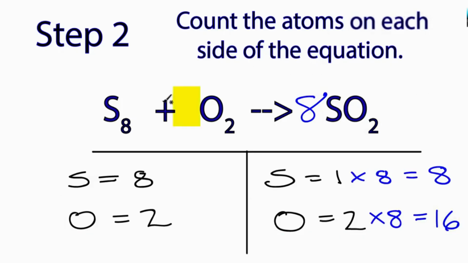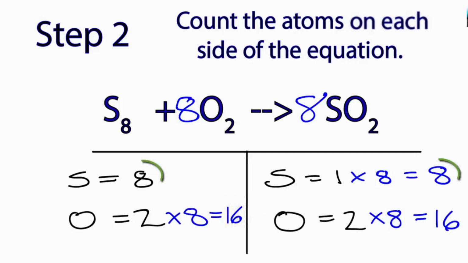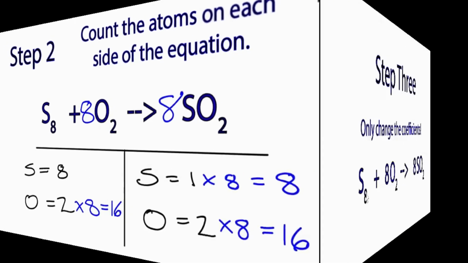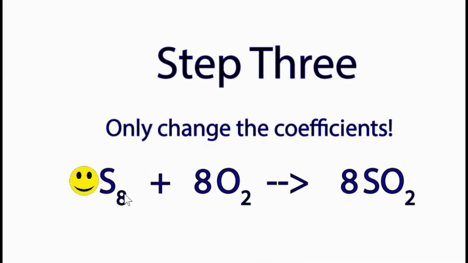I can change the coefficient here, though, to 8, because 8 times 2 equals 16. So now I have 8 sulfurs on each side, and I have 16 oxygens on each side of the equation. This equation is balanced. Step 3, so you don't forget, only change the coefficients.